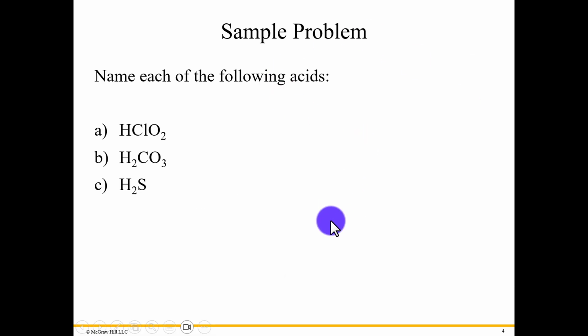Here's a sample problem for you to try. There are 3 different acids, so try and name them. Look up the polyatomic ion, if they have a polyatomic ion. If they have an oxoanion, how does that ending change from the oxoanion name? Or if they don't, like this one, then follow the rules from the table in slide number 2.